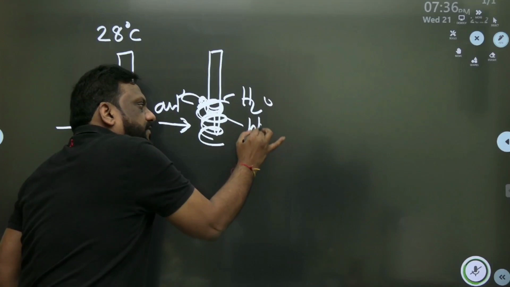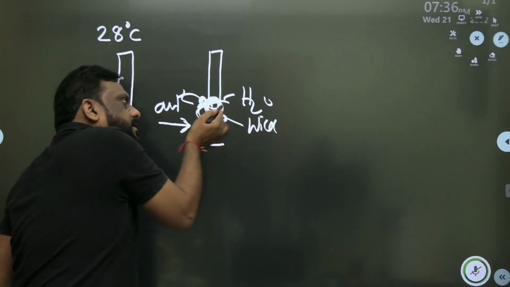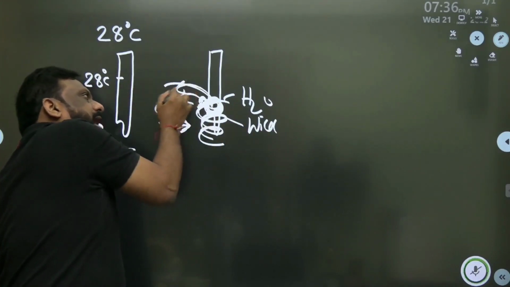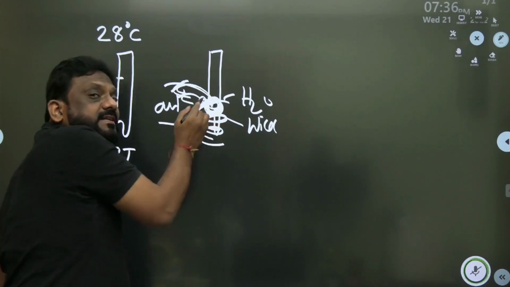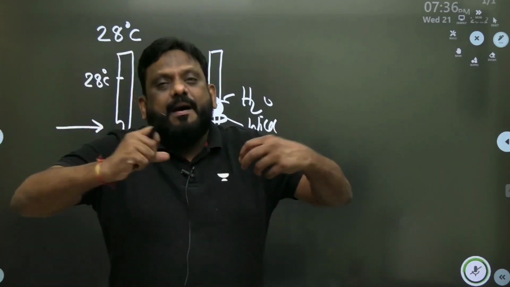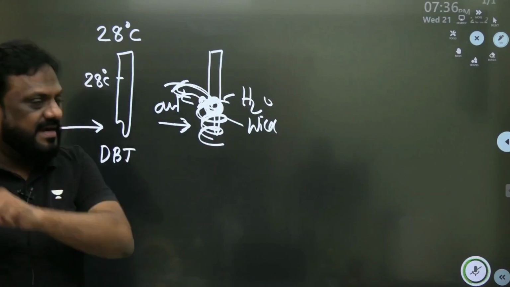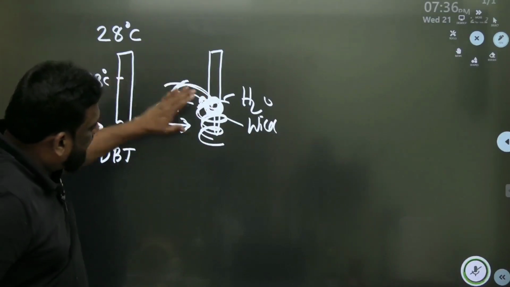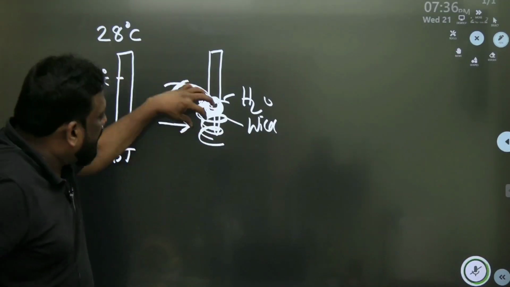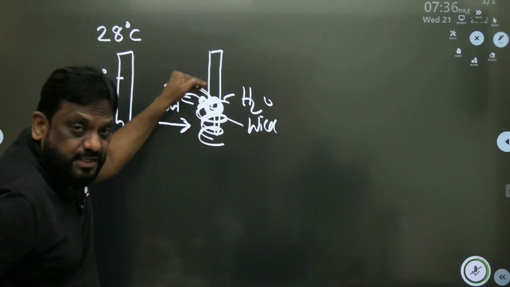This is known as the wick. They derive heat from this wick, and after absorbing heat, that's why you have seen the temperature falling. It is due to evaporation. Please understand carefully. When it is evaporated and that vapor is added to the air, due to the evaporation the temperature is falling.